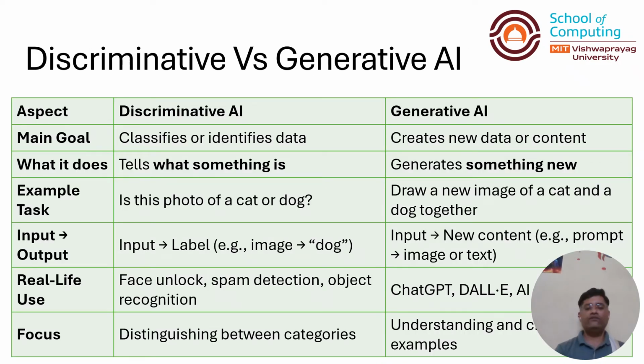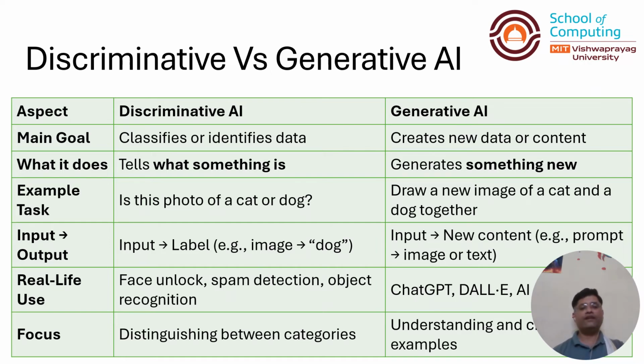Whatever apps we saw in the previous slide, these apps can be categorized into two categories. The first one is discriminative AI and the second one is generative AI. The simple definition of discriminative AI is that it is able to classify or identify the data, whereas generative AI means it helps to create new ideas or new content. The content might be text or images as well.